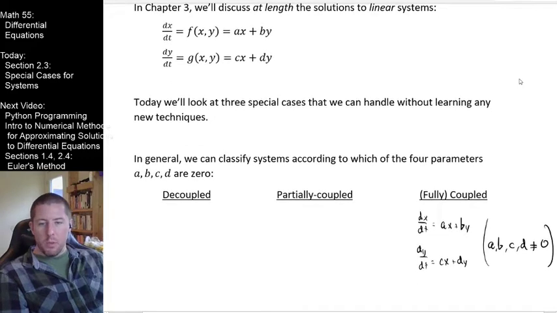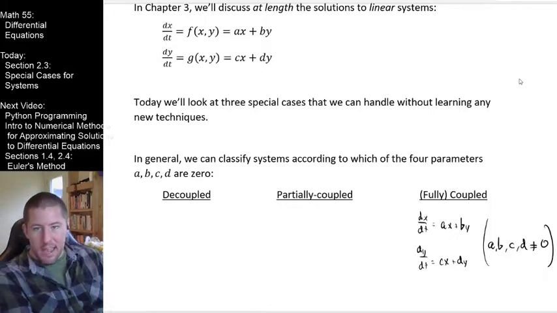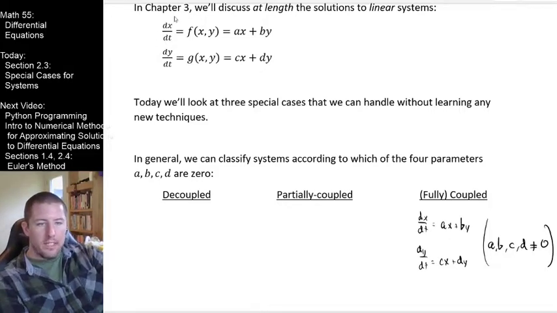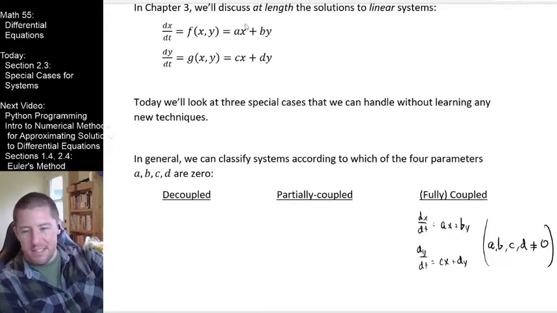So this is our fully coupled case. And when we say coupled, we mean both differential equations involve both variables. Now, what would be the easiest possible case for us to handle here? Well, the whole reason why dx/dt is hard to talk about is because it has y in it. So the easier case right here is, if there's no y, b is equal to 0.